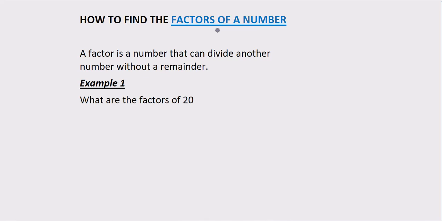How to find the factors of a number. A factor is a number that can divide another number without a remainder, while factors of a number are a collection of numbers or set of values that can divide a number without a remainder.